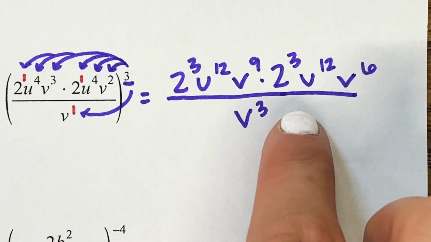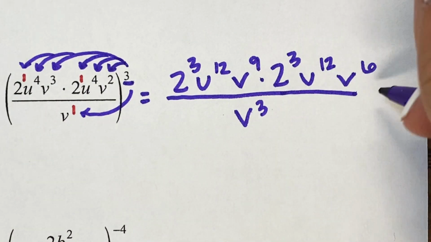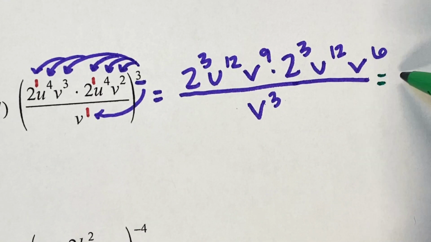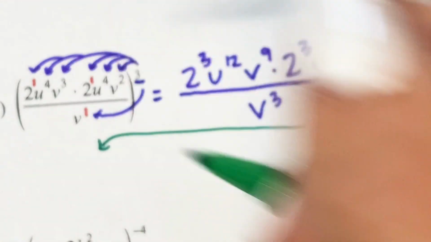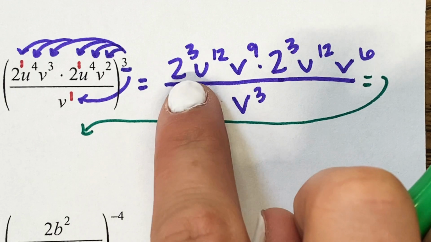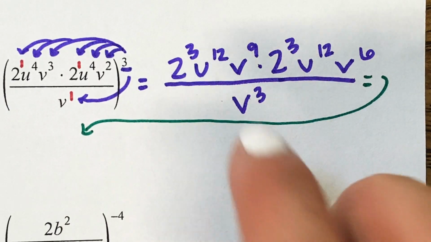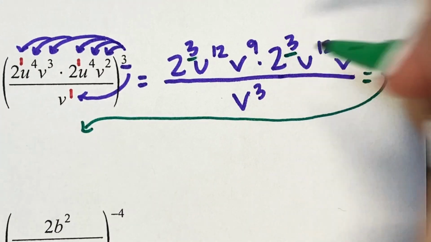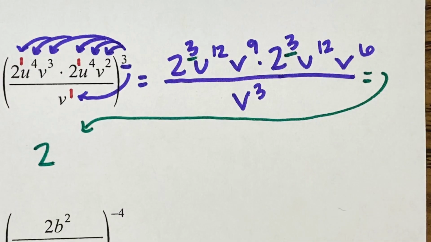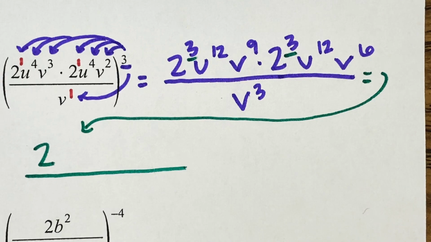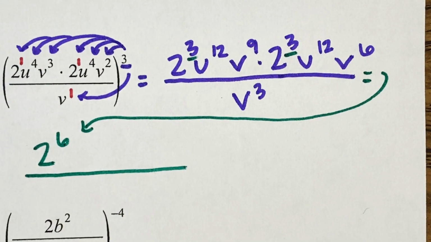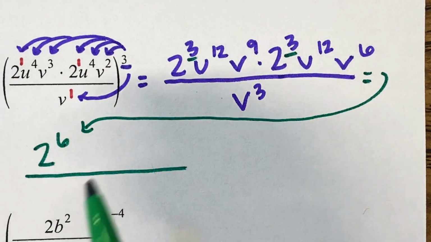Now we just need to combine some stuff. Okay, so I'm going to bring it down here. So let's combine some stuff. The first thing I see that I can combine are these 2's, right? They have the same base. So I have 3 2's right here. I have another 3 2's right there. How many 2's do I have, or bases of 2? I have 3 plus 3, which is 6. Great job. We got rid of our 2's.